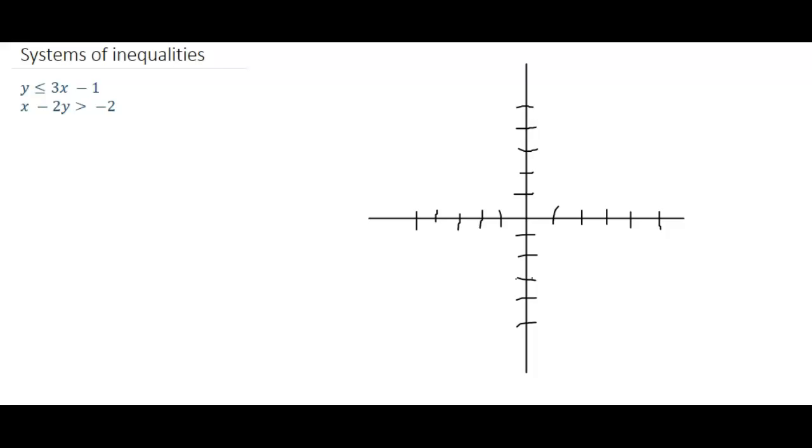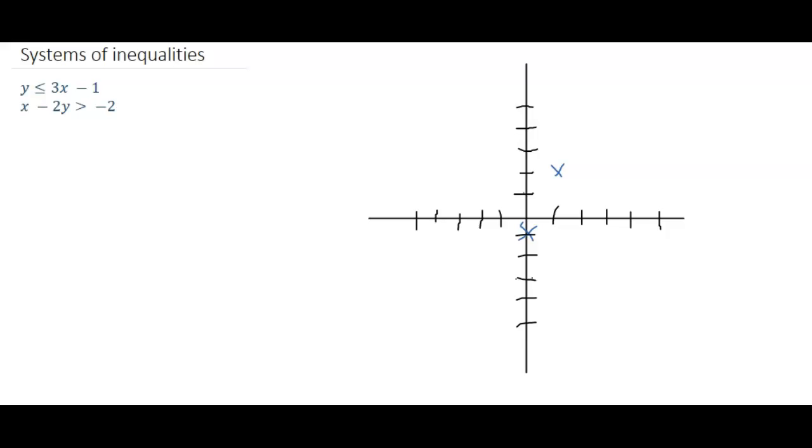First thing I'm going to do, I'm just looking at that top inequality first. I'm going to graph that as if there were an equal sign in there. y equals 3x minus 1. Well, that's a line. It's already in slope-intercept form. I can see my y-intercept is at 0, negative 1. That's about here. And my slope is positive 3. So from that point, I'm going to go positive 3 in the y direction, 1, 2, 3, and positive 1 in the x direction. There's that point.